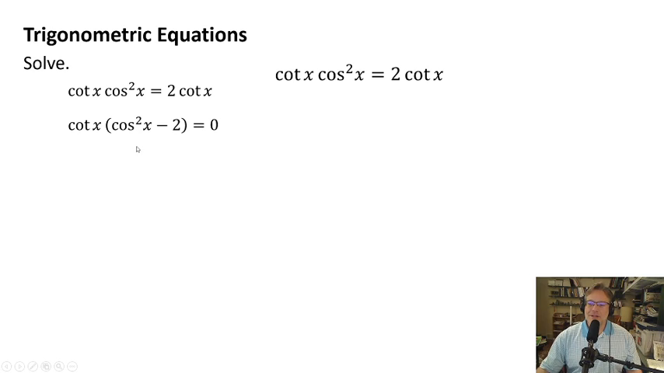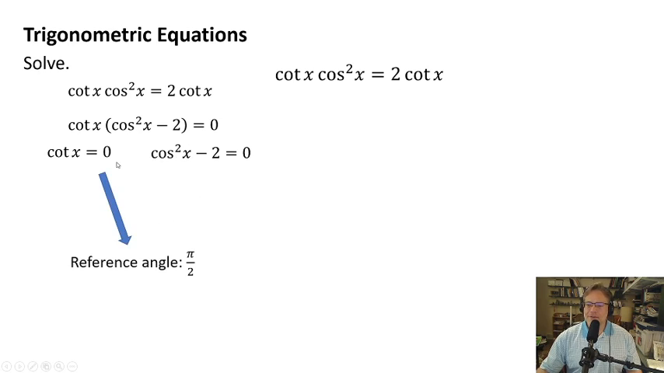All right, so we have the zero product theorem here that says that if you've got 2 things multiplied with each other to give you a product of 0, that can only happen when either this thing is 0 or this thing is 0. So we have 2 possibilities here, one that cotangent of x is equal to 0, and the other is that cosine squared x minus 2 equals 0. Let's first of all take a look at this instance here. Cotangent of x being 0, that's a reference angle of pi over 2. So that happens at 90 degrees.